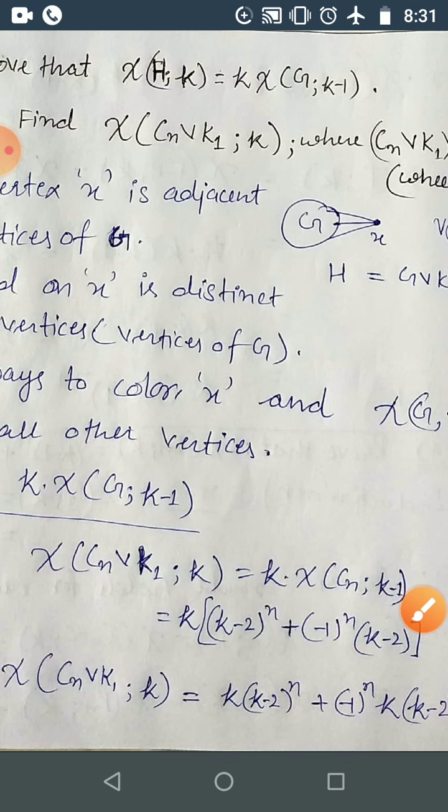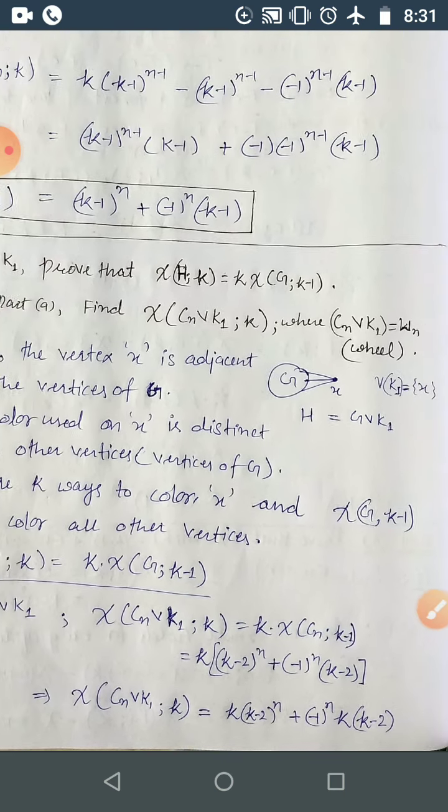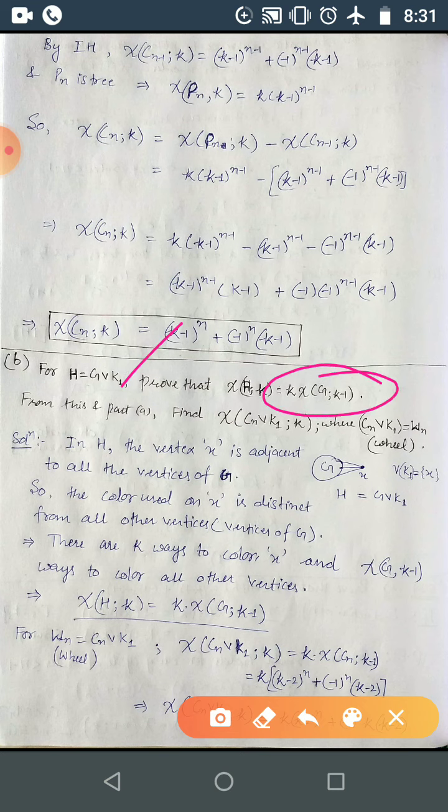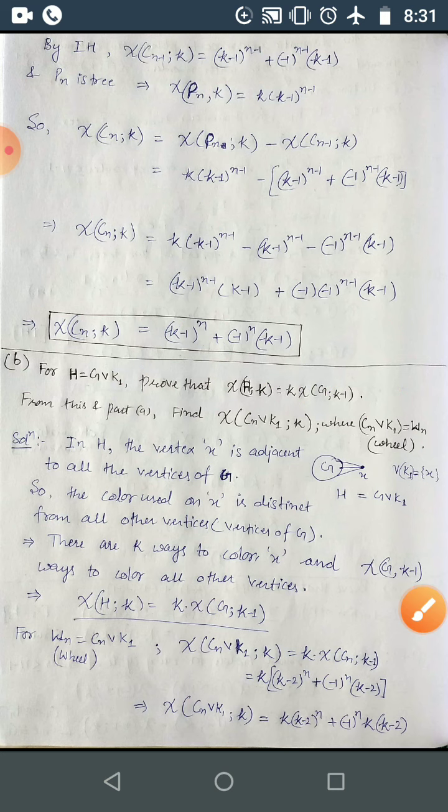Whenever you are given the join of any graph with K1, you can use K into the polynomial when K minus 1 colors are given, because K colors are available for K1, and in a join all vertices get adjacent to this one vertex. That's why we have K minus 1 choices left, correct?